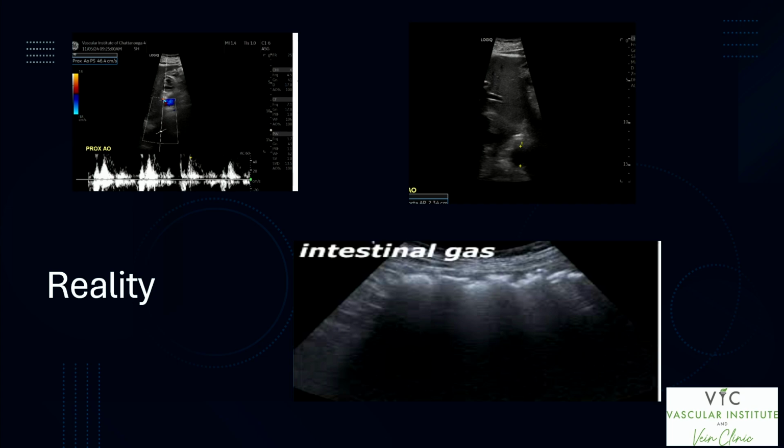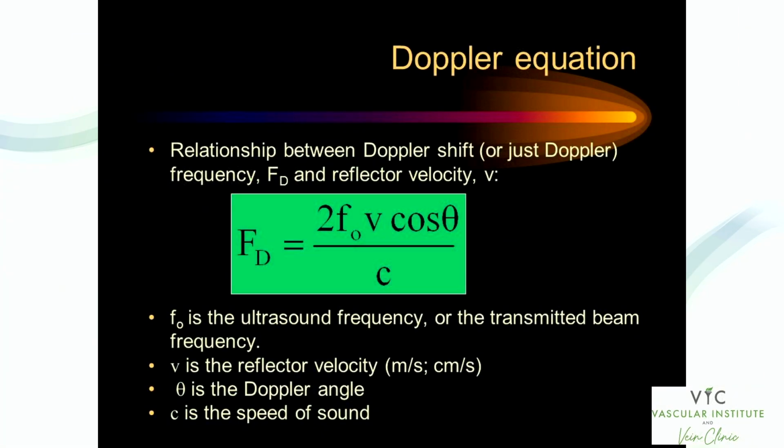The reality is the aorta is 15 centimeters deep. You've got intestinal gas when you're imaging in the abdomen, and anything you get that's anywhere near diagnostic, you're going, yay, good for me. So how do you overcome some of those obstacles as a sonographer?